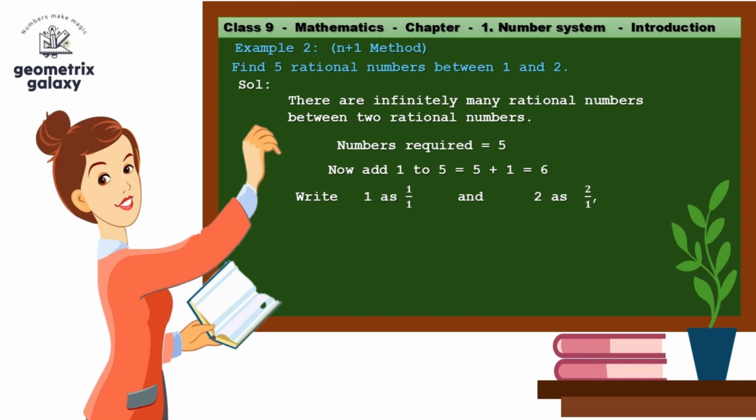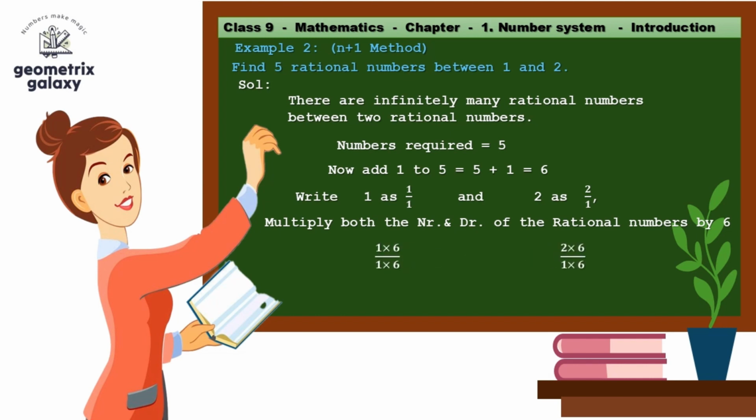Now these two numbers we will multiply by 6 in the numerator as well as in the denominator. Now 1 by 1 is multiplied by 6 in the numerator as well as in the denominator. 2 by 1 also multiplied by 6 in the numerator as well as in the denominator. So the answer is, for the first one 6 by 6 and the next you will get 12 by 6. Now between 6 by 6 and 12 by 6 we will get 7 by 6, 8 by 6, 9 by 6, 10 by 6 and 11 by 6.